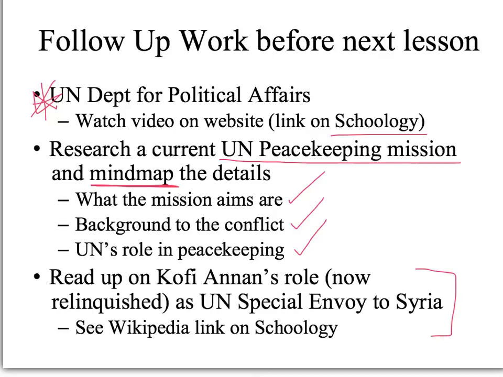And finally, another bit of reading and possibly just a little bit of noting as well. Read up on Kofi Annan's role, which he has now relinquished. It's Lakhdar Brahimi who is now the UN Special Envoy to Syria. But I'd like you to just read up on Kofi Annan's role creating the six-point peace plan in Syria and the reasons for its collapse. That should give you a good idea of what an envoy actually does, how he goes about his work.